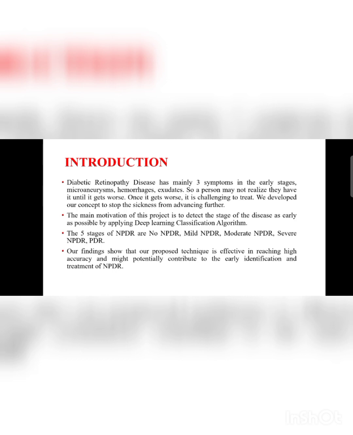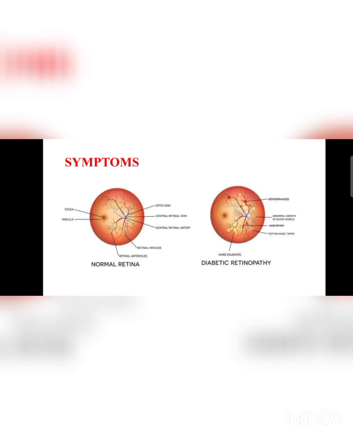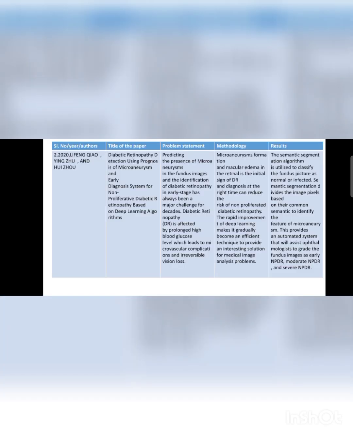Proliferative diabetic retinopathy is the severe and last stage of diabetic retinopathy, whereas non-proliferative diabetic retinopathy is the very early stage of the diabetic retinopathy, which has 5 stages, that is no NPDR, mild NPDR, moderate NPDR, severe NPDR, and PDR, that is proliferative diabetic retinopathy. These are the symptoms of the diabetic retinopathy.